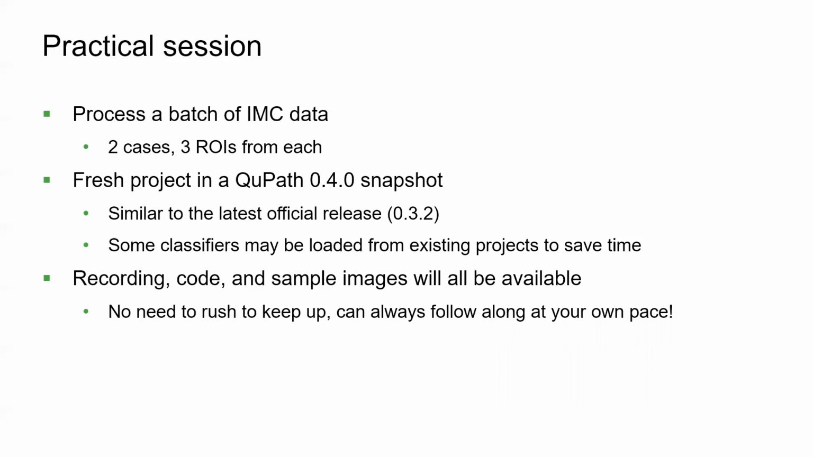So we'll start off with a fresh QPath project. I'll be using QPath 0.4.0 or a snapshot of that, but it is more similar to the official release of 0.3.2. I'll also be using some classifiers that I've made ahead of time simply to save space. Once I've showcased how to create 1 or 2 classifiers to classify individual cells, there isn't really any need to go through all 28 of the different markers simultaneously.